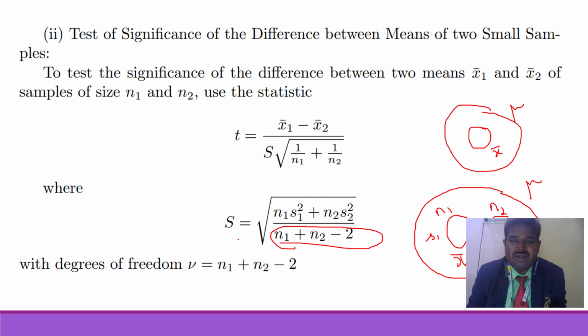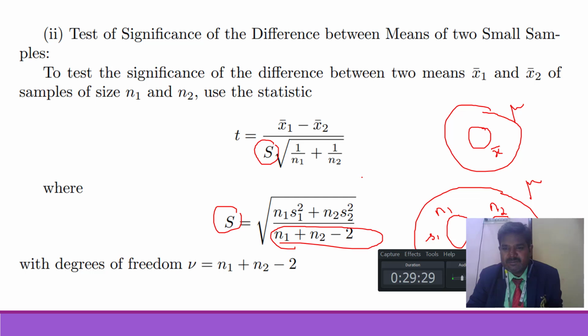So first we have to calculate capital S. Once we get capital S, we can apply it here. To simplify this, we get T. Based on this, we can calculate, choose the level of significance, and see the table value. The same conclusion applies: if calculated value is less than the table value, then we accept the null hypothesis. Otherwise we reject the null hypothesis.